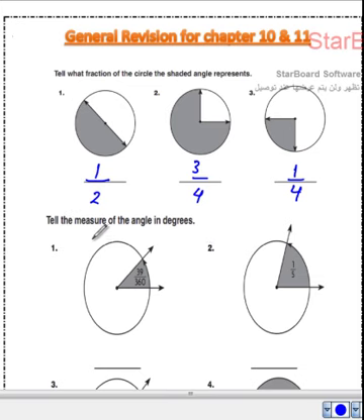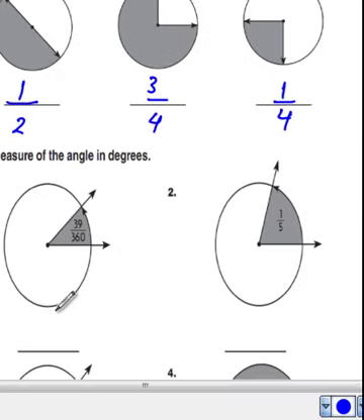In the next question, he says, tell the measure of the angle in degrees. You should tell me the measure of the angle in degrees. I can see 39 parts over 360 parts, and every 1 over 360 means 1 degree. So 39 equals 39 degrees. So the answer is 39 degrees.